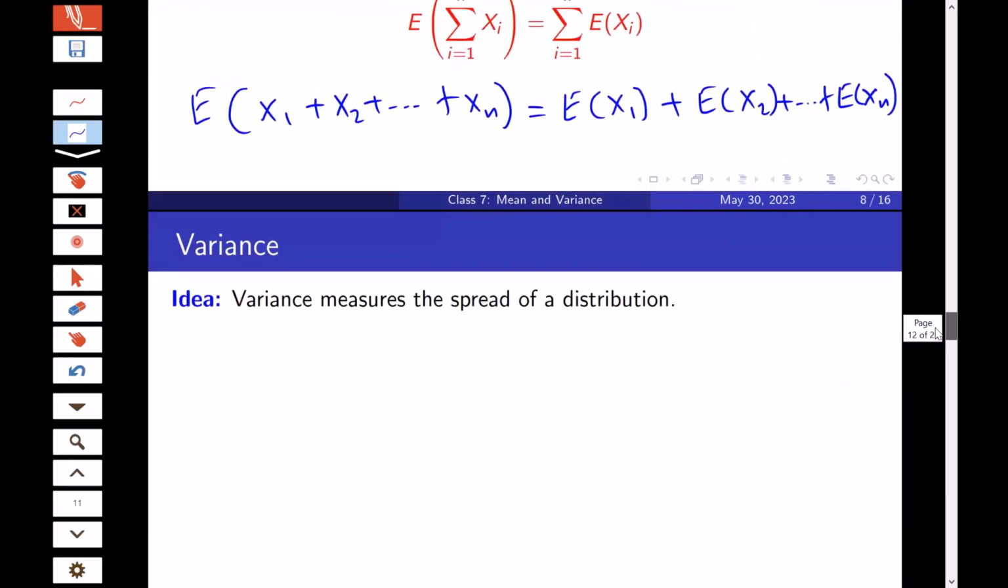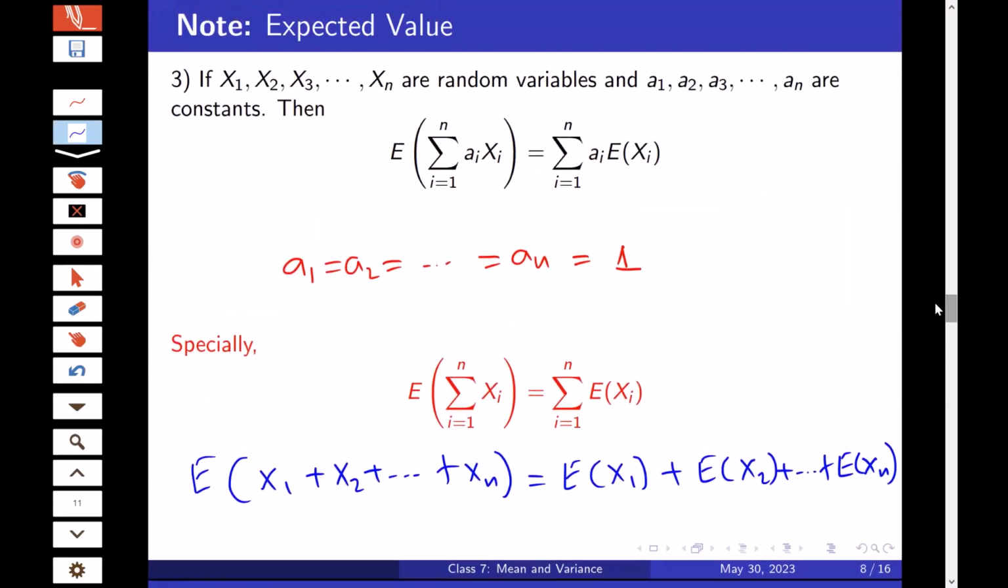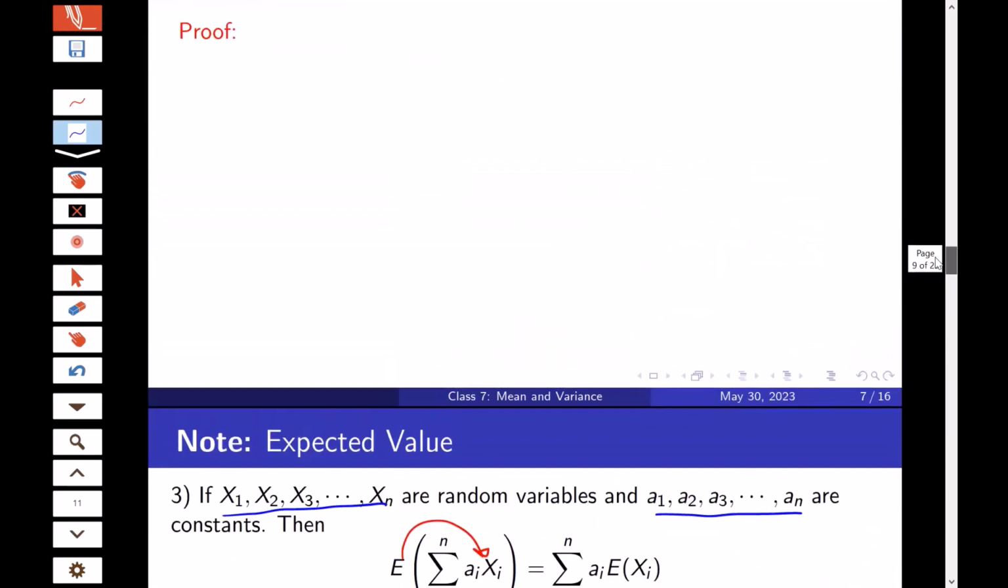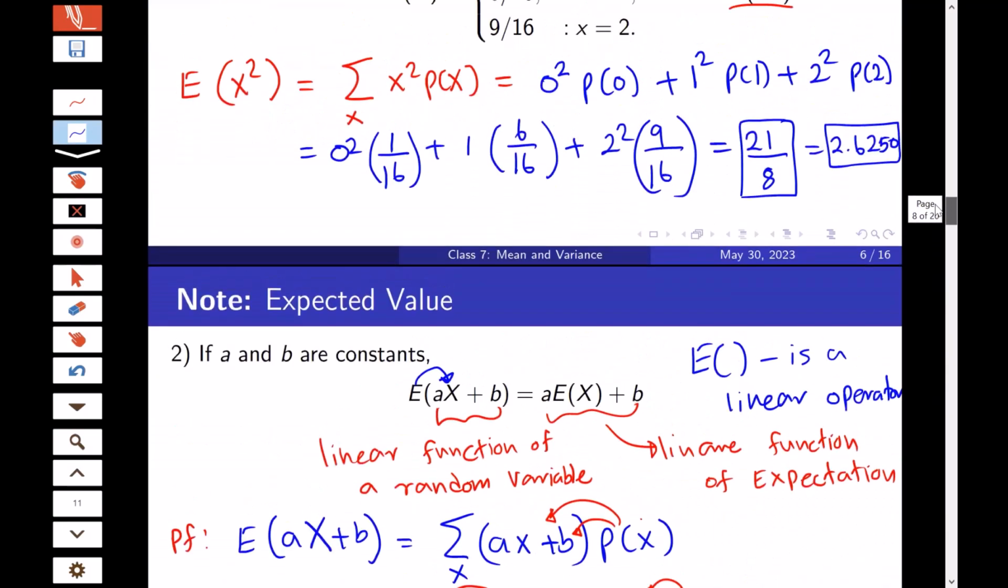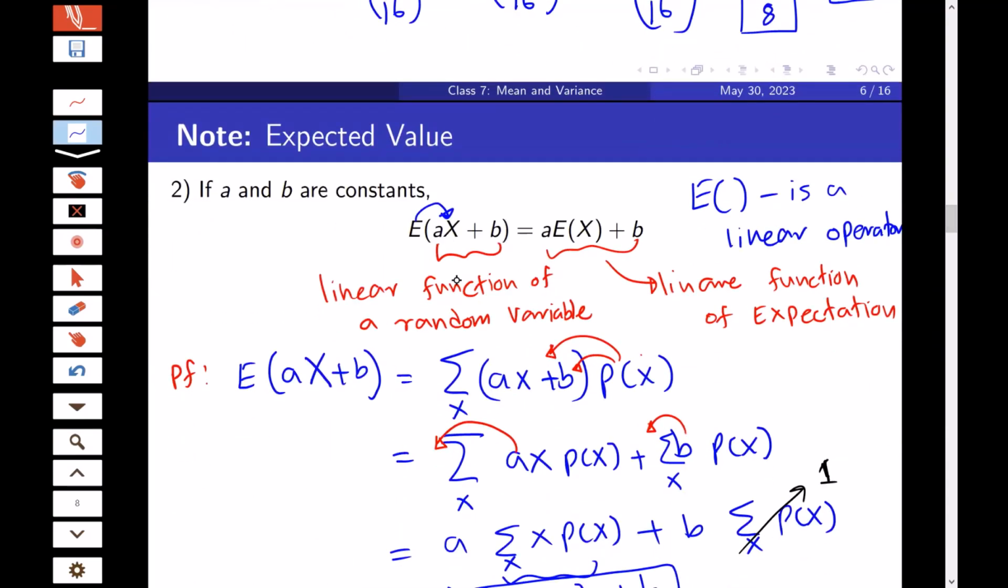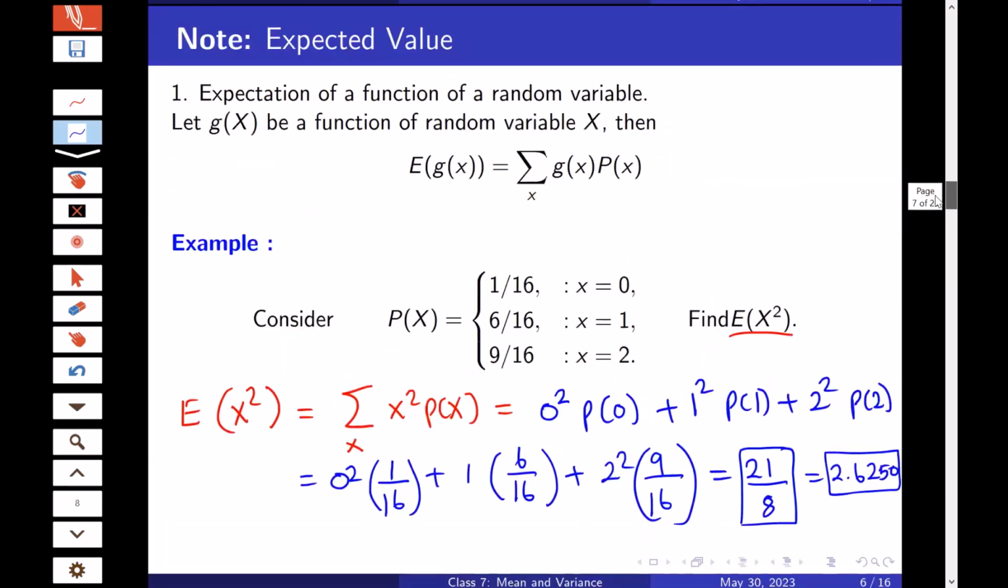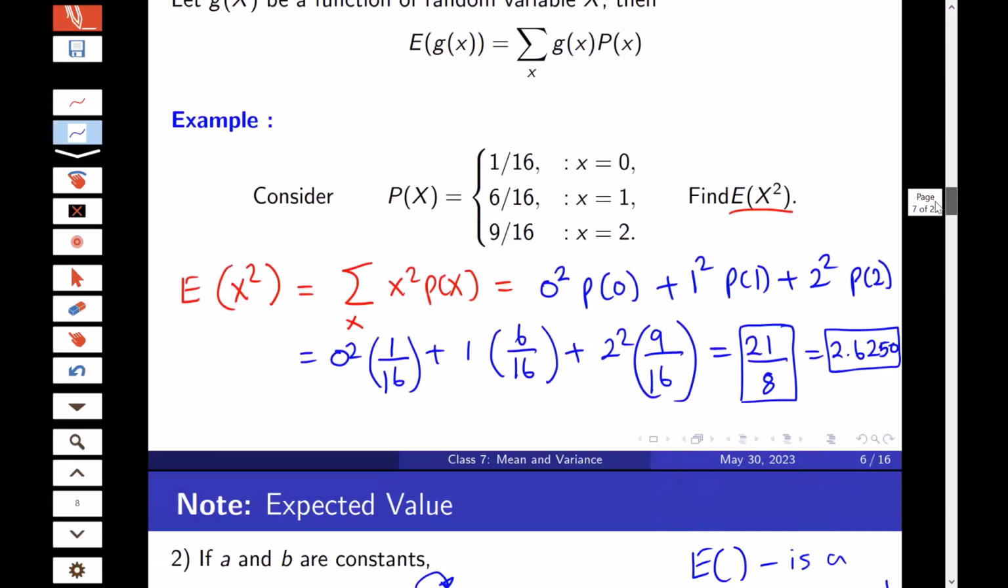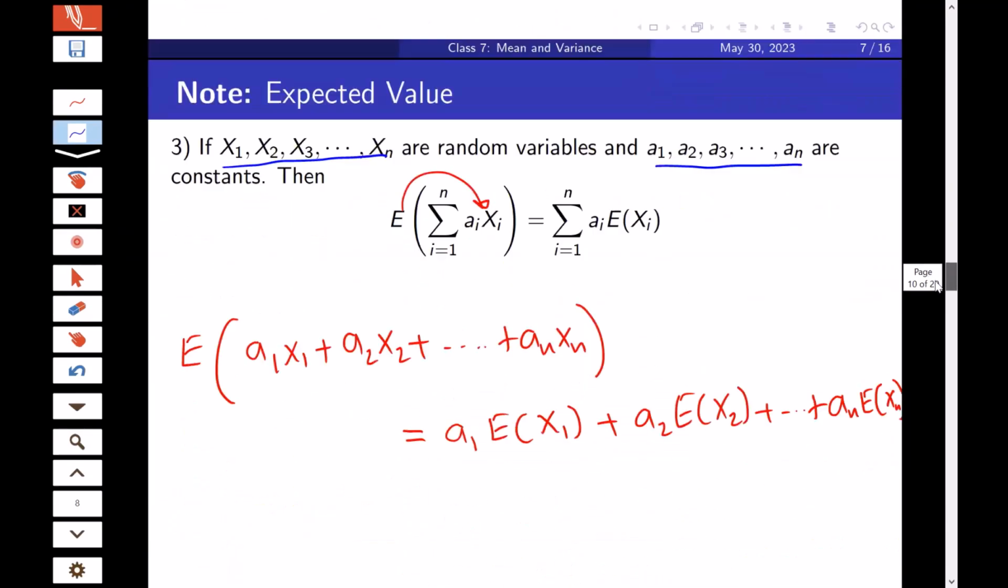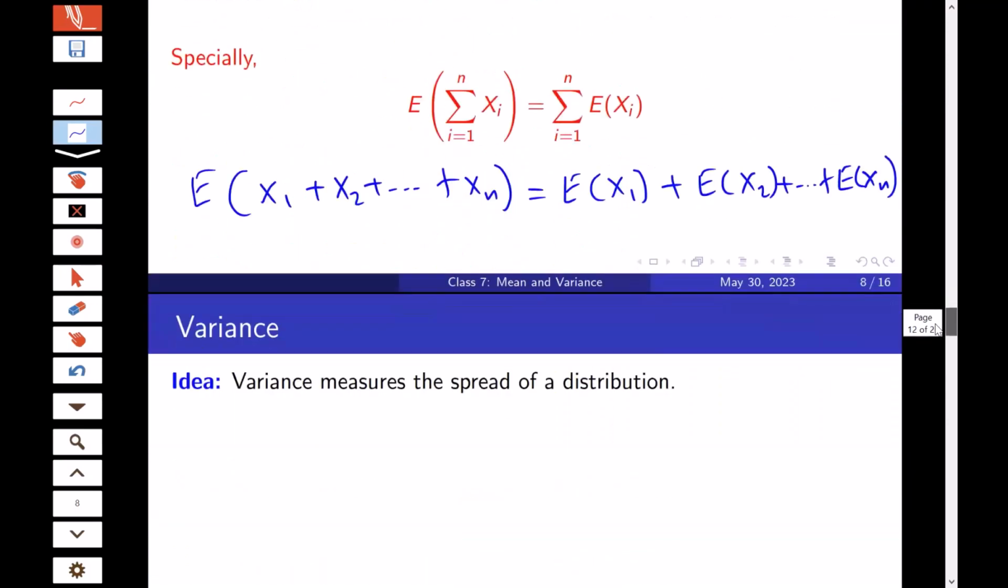So those are the required notes you need to know about the expected value. First of all, you need to know how to find the expected value for the probability mass function. And then expectation is a linear operator, so you can move it over a linear combination of random variables. And you need to know how to find the expectation of a function of a random variable, this definition. Those are the important things about the expected value.